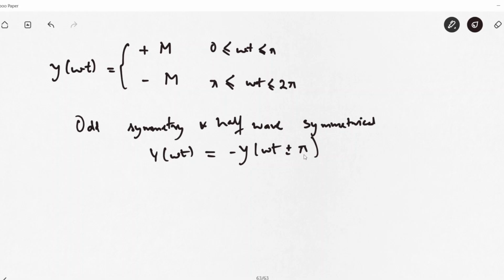So this is what we know about the system, and for an odd function we have to find out only b of n. A naught and a n will be equal to 0. So if our function is odd, we need to only find out b of n. That is actually b of 1 only in this case, because we are only dealing with the fundamental component.